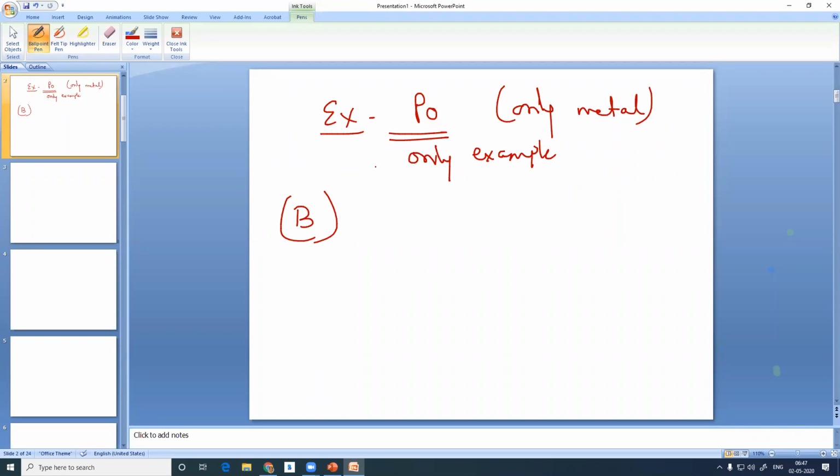Now then we have the less close packed lattice. It's not close packed, but it's not loose packed. Less close packed lattice.